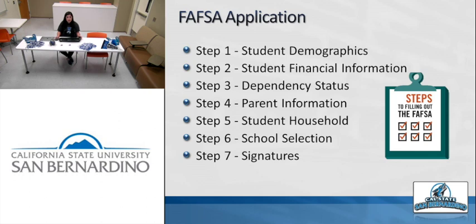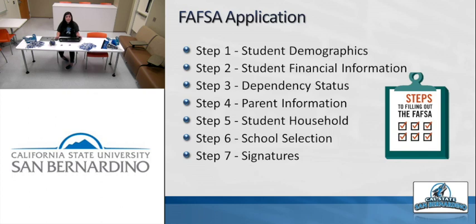And then after that, it would be step 3, the dependency status. For the dependency status, it will ask you a series of questions that require a yes or no response. That will be used to determine whether or not you are an independent or dependent student. For independent students, it would just be your financial information as well as your spouse's if you are married. And then you will fill out your student household information, which will include yourself, your spouse, and any children or dependents that you support. And then you will sign and submit it.